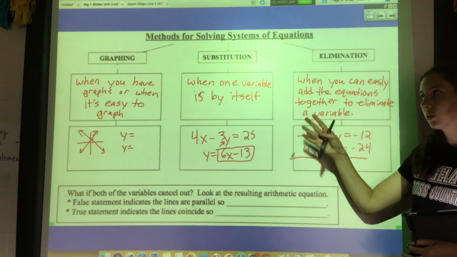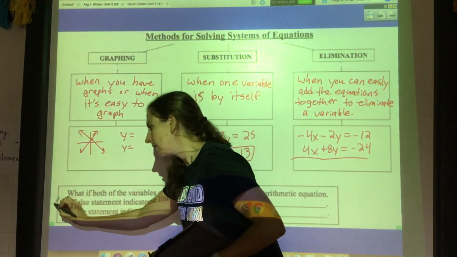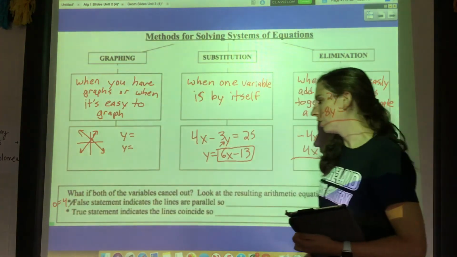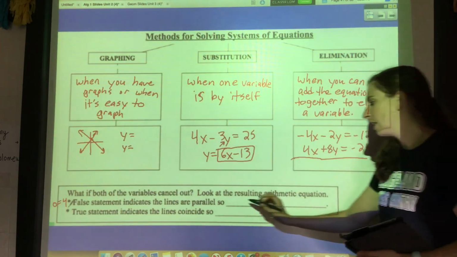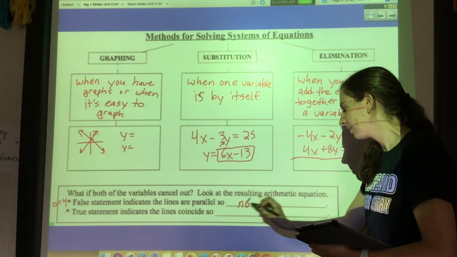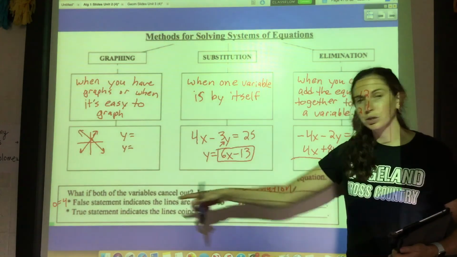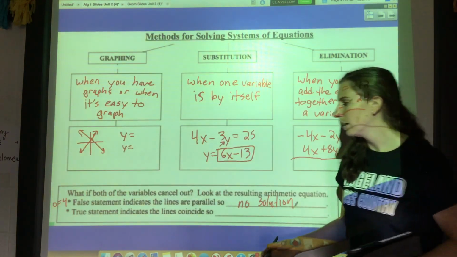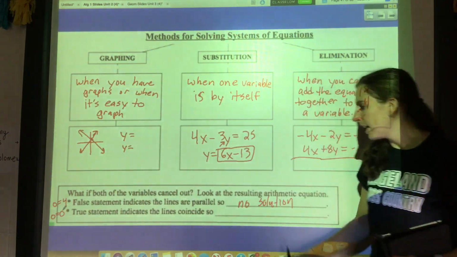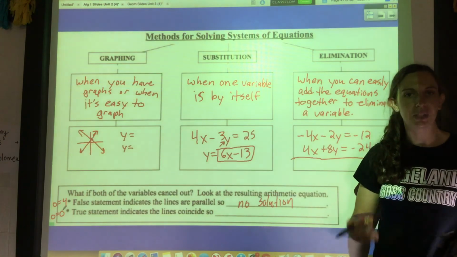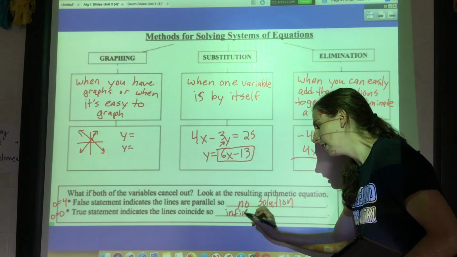And do remember, no matter which method you're using, if you ever get a false statement, something like 0 equals 4, which is not true, then that indicates the lines are parallel, they never intersect, so there's no solution. Also, if you ever get a true statement, but the variables are gone, something like 0 equals 0, which, sure, but it's not that exciting, that indicates the lines coincide. They're actually right on top of each other. So there are infinite solutions. The entire line is a solution.